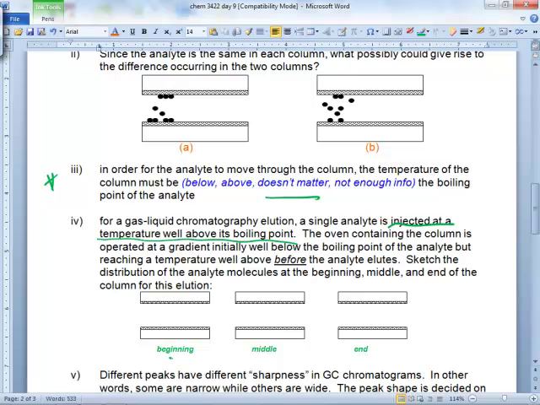So here's the beginning of the column, the middle, and the end of the column. Sketch the distribution of the analyte molecules at the beginning, middle, and end for this elution. Okay, so you have some dots. Go ahead and put them in there where you think. I will ask somebody what you just did. These look good. What you think they're going to look like at the beginning, middle, and end.